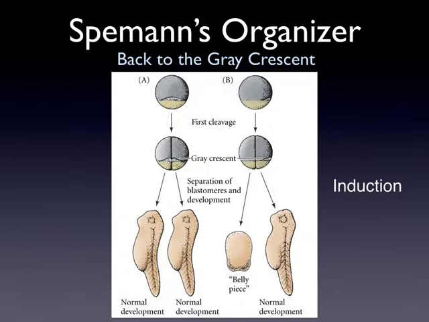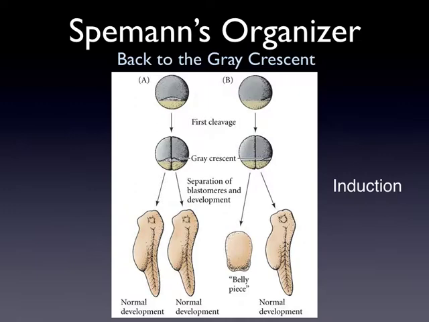So what Spemann did is, using a hair, he tied a loop around the embryo at the point where the first cleavage furrow was, and made a slip knot, and as you tighten that slip knot, you can essentially separate the cells. And what they noticed was that if you do this where both blastomeres have a portion of the gray crescent, you get two normal embryos.